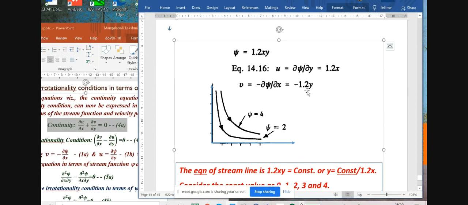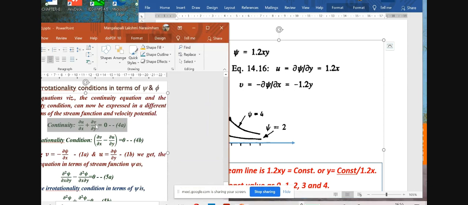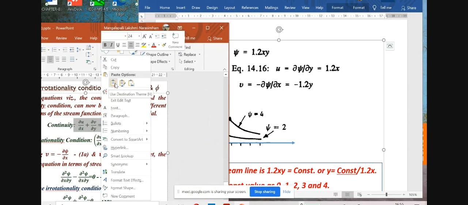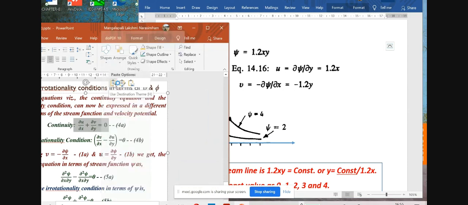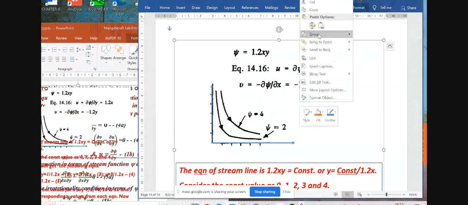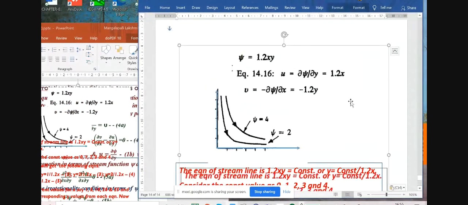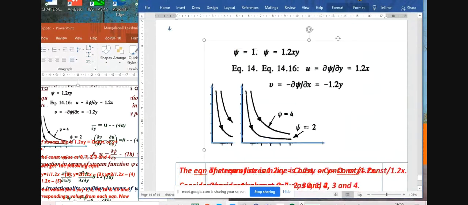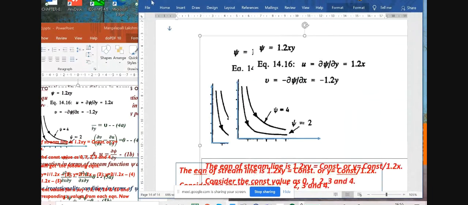V is minus 1.2y. So dou u by dou x is 1.2 and dou v by dou y is minus 1.2. So in the continuity equation, I'm sorry.